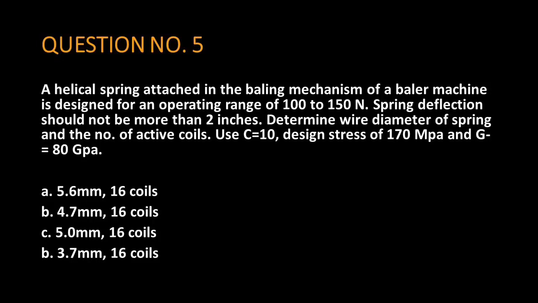Question number 5. A helical spring attached in the baling mechanism of a baler machine is designed for an operating range of 100 to 150 Newton. Spring deflection should not be more than 2 inches. Determine wire diameter of spring and the number of active coils. Use C equals 10, design stress of 170 megapascals and modulus of rigidity of 80 gigapascals.